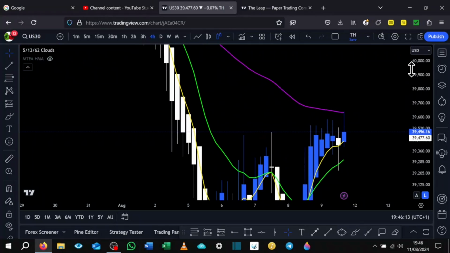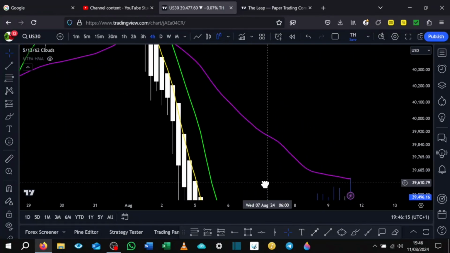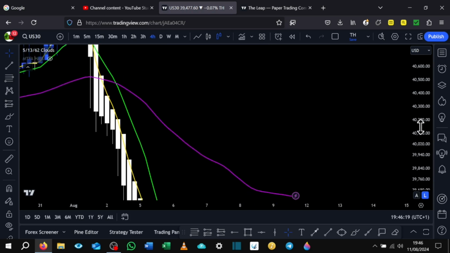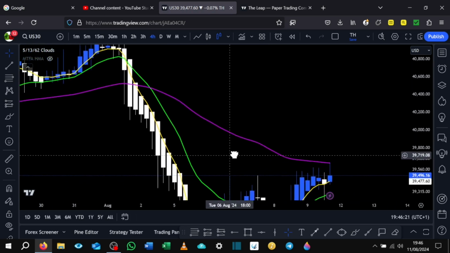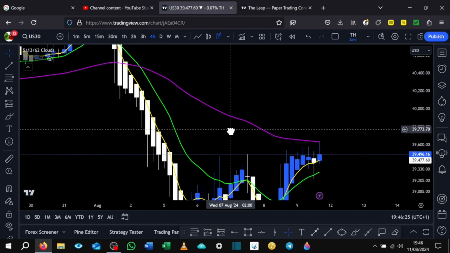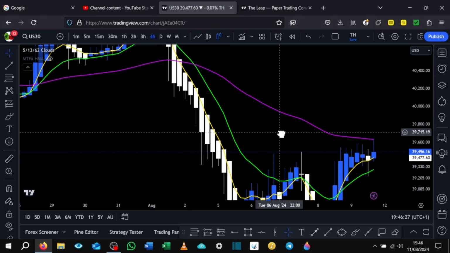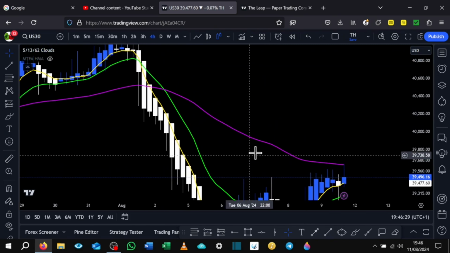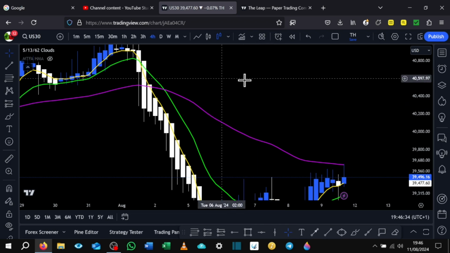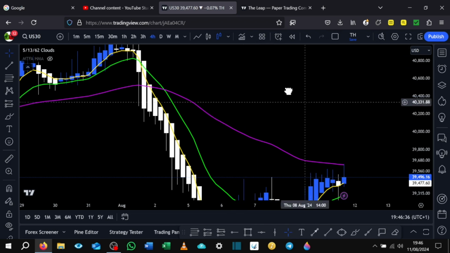For anyone that doesn't know what imbalance is, it's when price moves very, very fast and it creates order blocks within the candle that need to be filled. Price will always return back to this area to be filled. I have done a video on imbalance and I will link that up here somewhere.